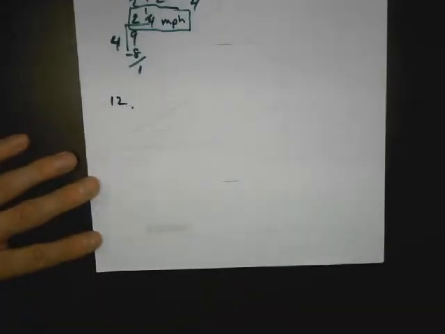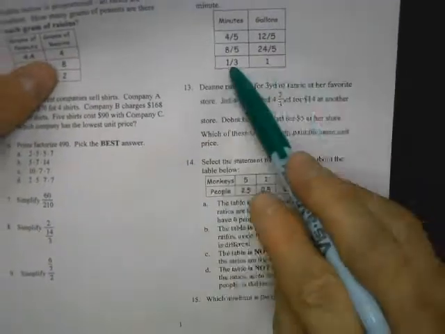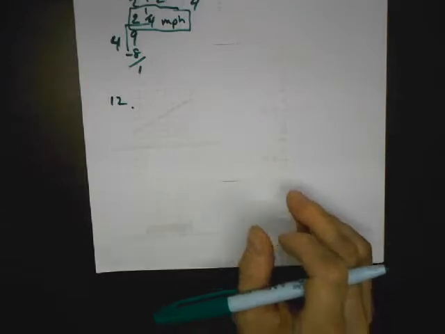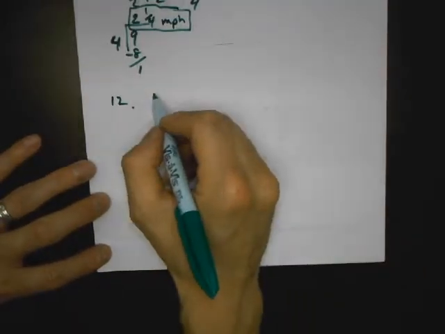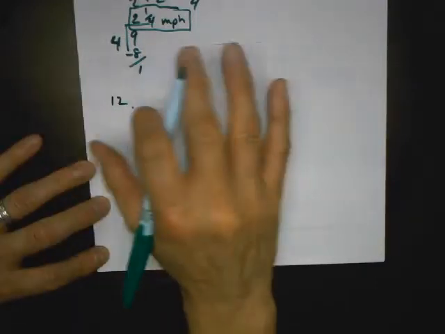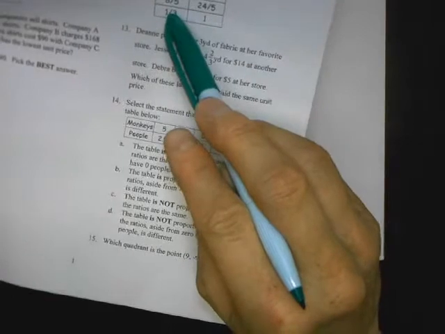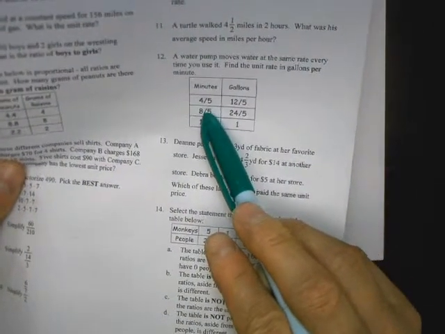Number 12. A water pump moves water at the same rate, which means that all of these rates are the same. Okay, so why don't you just pick the easiest one down here? Okay, find the unit rate. So I'll take, remember, time is always on the bottom unless they specifically tell you otherwise, right? If they say gallons per minute, minutes on the bottom.